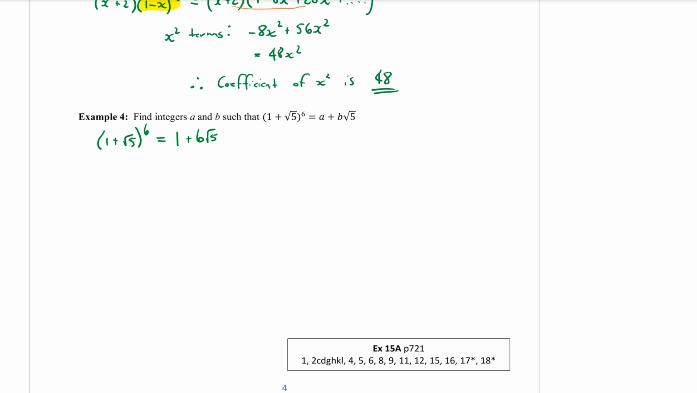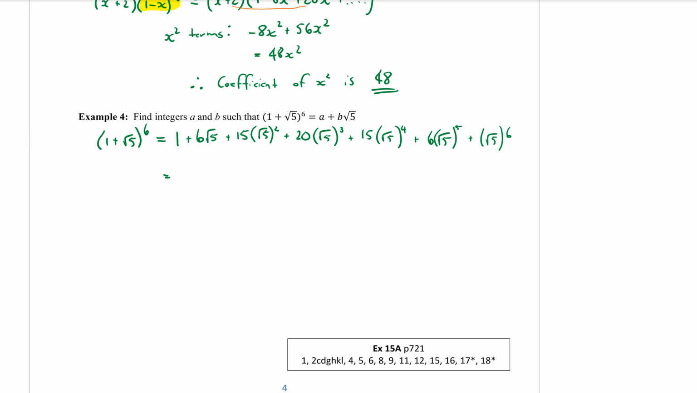My next coefficient is a 15, and then that would be root 5 squared. My next coefficient is a 20. That would be root 5 cubed. My next coefficient is a 15, and that is root 5 to the power of 4. My next coefficient is a 6, root 5 to the power of 5. And my last coefficient is a 1, which would be root 5 to the power of 6.